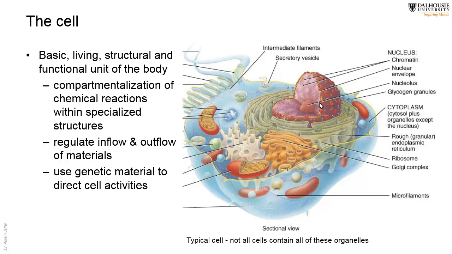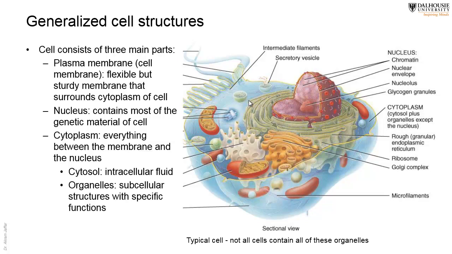So depending on the function of that cell, certain organelles will predominate. We will talk about that in detail later on. But this is just an imaginary typical cell that contains all the possible organelles. So again, I repeat that the cell, which is the basic structural and functional part of the body, has a surrounding cell membrane. There is a nucleus, and everything between the nucleus and the cell membrane is the cytoplasm.